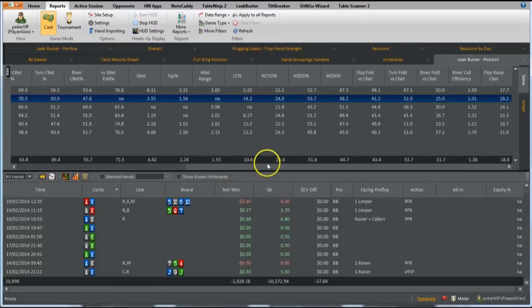So let's check out these three stats here, which are related. Went to showdown, $1 at showdown, $1 win saw flop. Very often we can actually troubleshoot someone's entire game plan just looking at the relation between these three stats.